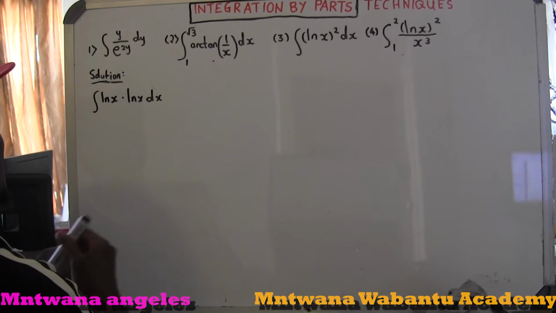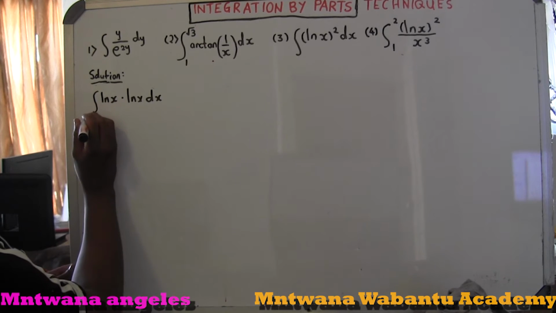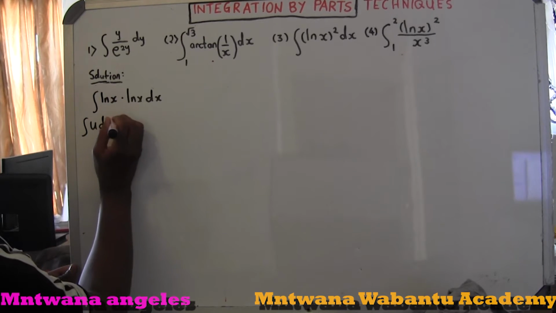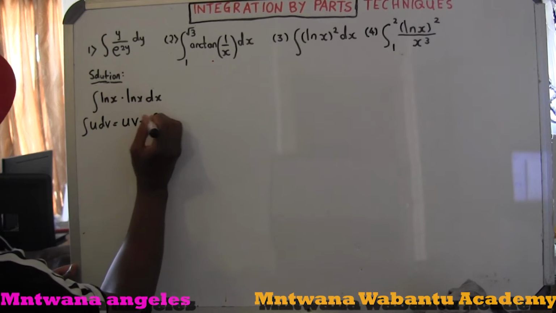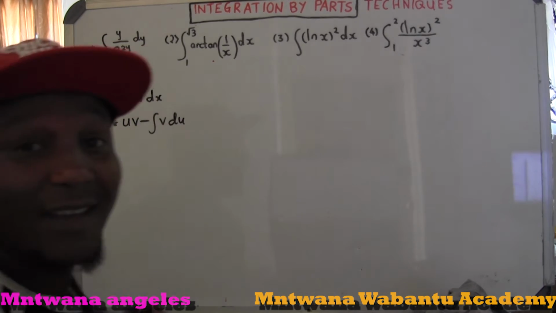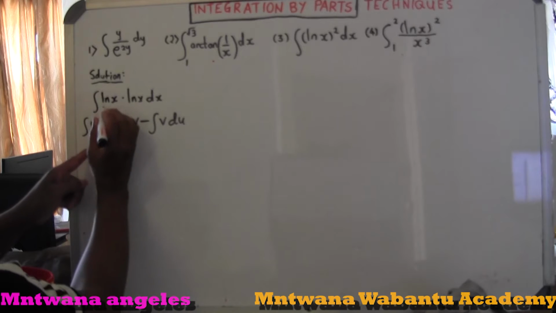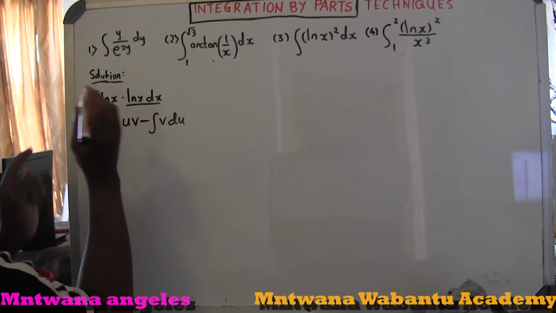Okay, so this is by parts, you know what I mean? So I'm saying write the formula: integral u dv equals uv minus integral v du. So now u is going to be the function and dv is going to be this.